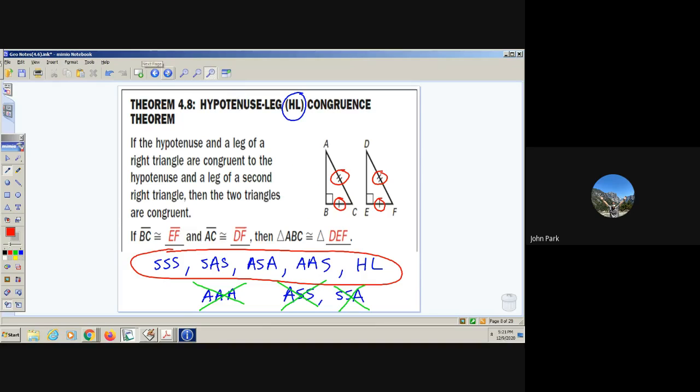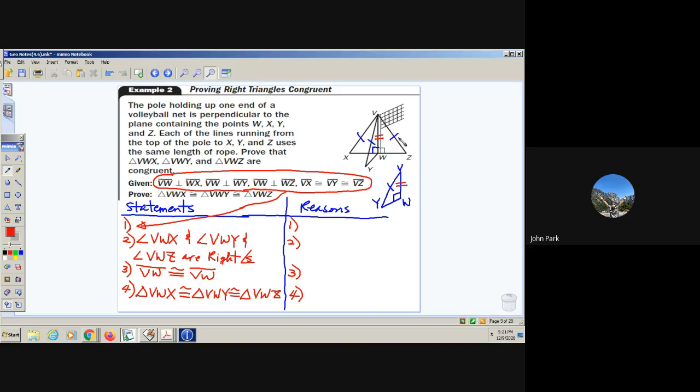All right, so let's take a look at HL in more detail. And so we have this volleyball net here that is held by this pole that goes straight vertical to the ground, right? So that's perpendicular, which means that it's a right angle. And then you got these 3 strings here that are tying down the pole and the net on the ground. So these are all on the ground. The pole is perpendicular to the ground, obviously.